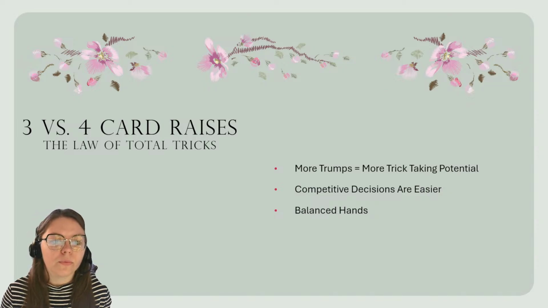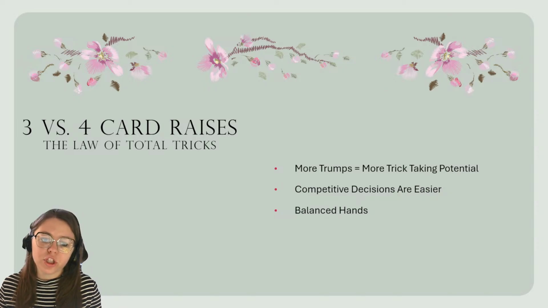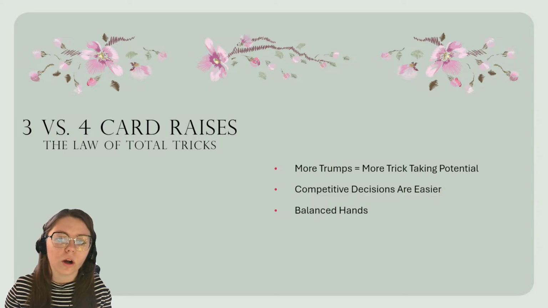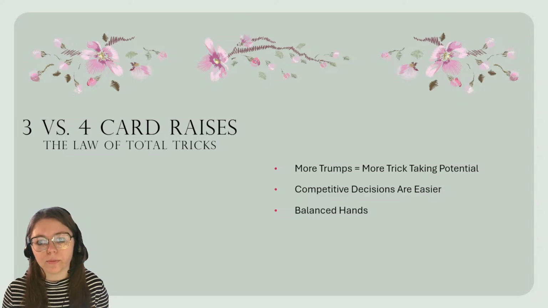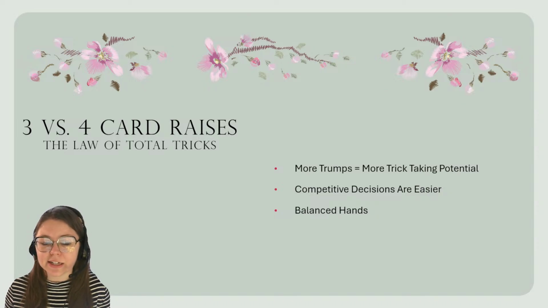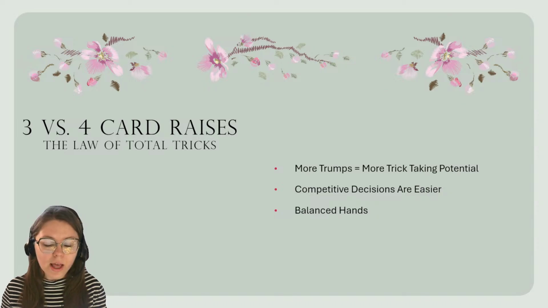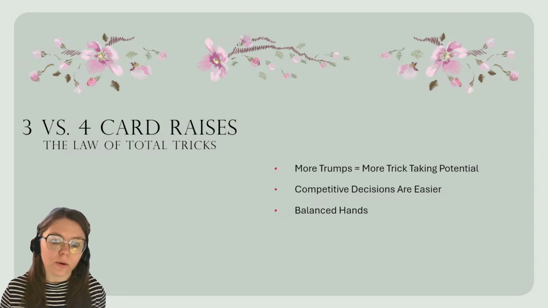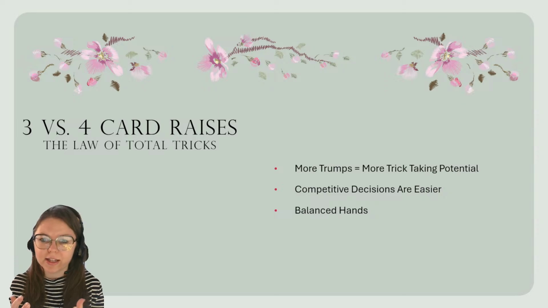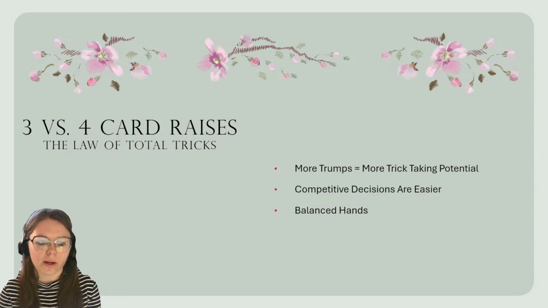So when you have more trumps, you have more trick-taking potential. So having 3 versus 4 card support for partner's 5-card major could make a world of difference. It's a heck of a lot easier to play in a 9-card suit than it is to play in an 8-card suit. And that's because, I mean, the odds of you being able to take all of the tricks in that suit just keep going up exponentially as you are adding extra trump cards to your hand.